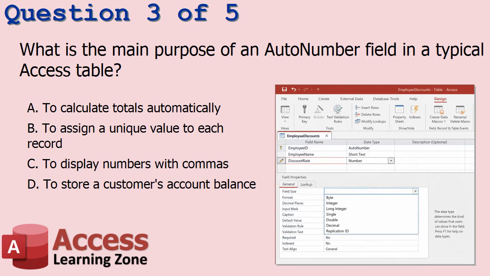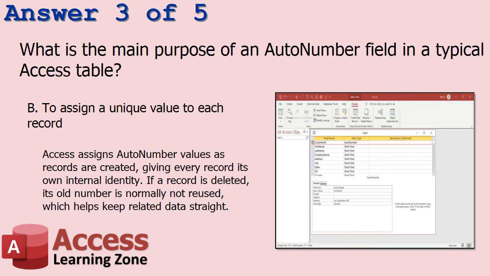Question 3. What's the main purpose of an AutoNumber field in a typical Access table? To calculate totals automatically, to assign a unique value to each record, to display numbers with commas, or to store a customer's account balance. An AutoNumber is to assign a unique value to each record.